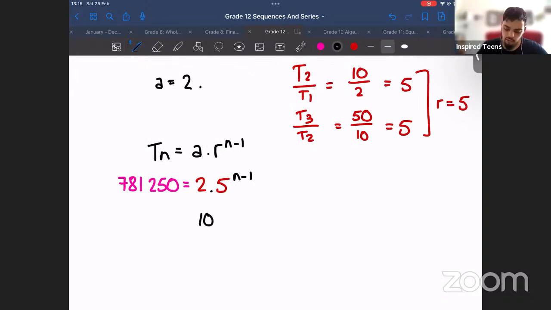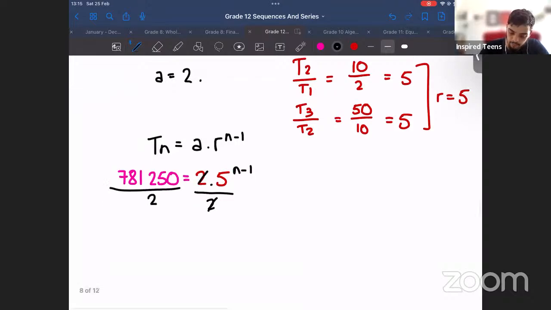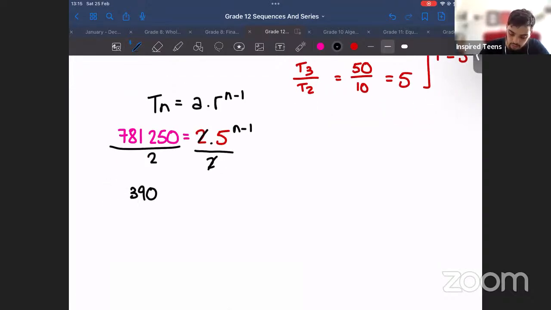Remember, you cannot change this to 10 to the N minus 1 because they are different terms, and the 5 has its exponent and we need to sort out its exponent first. They are 2 separate values. So 2 is multiplied on the right-hand side, so we're going to take it over to the left-hand side and divide. We say 781,250 divided by 2, or alternatively divide both sides by 2, and we get 390,625 is equal to 5 to the N minus 1.